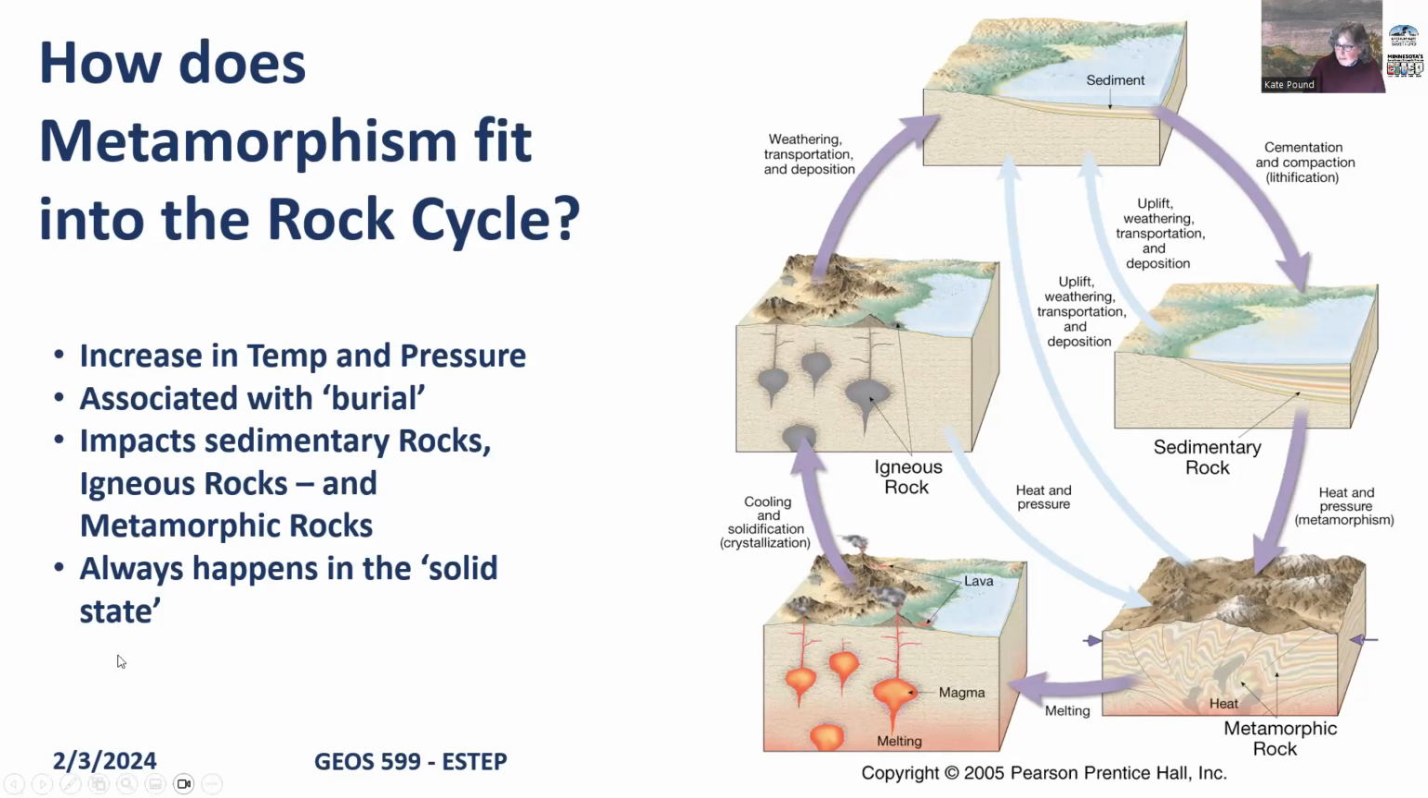What I want you to remember, the bottom point here, is that all this happens in the solid state. The rock never actually melts. If we have melting, it transitions to being magma. Now, there is a gray area right in between where parts of some rocks start to melt. We'll talk about that a bit later. So you are reminded about where they fit in.